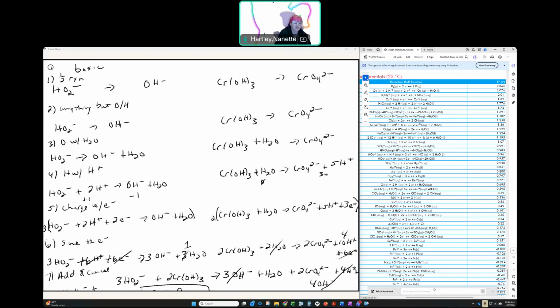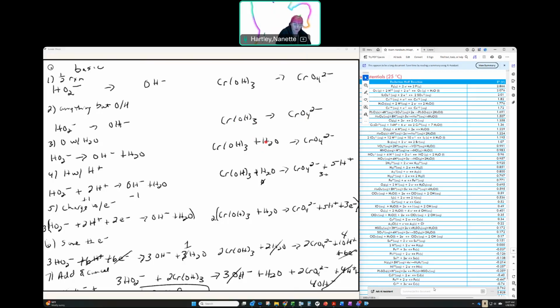Second step, I have to balance for anything that is not oxygen or hydrogen. I don't have anything except oxygen and hydrogen here, so I just wrote it down again. Over here, I need to make sure I still have the same number of chromiums on both sides, and I do. The next thing I do is oxygen with H2O. I have 2 oxygens over here, only 1 over here, so I add 1 H2O to this product side of the equation. I have 3 oxygens here and 4 oxygens here, so I need to add an H2O to this side of the equation, which I did. It's right here.